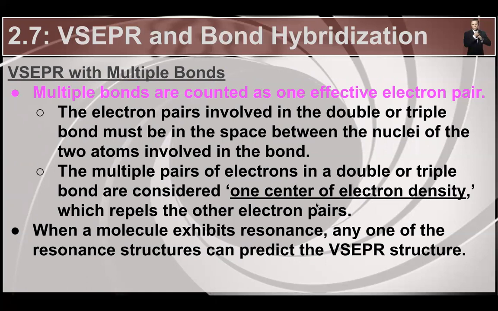So I am going to use this phrase a lot, okay? One region or one center of electron density to refer to a double or triple bond. So effectively for our VSEPR model, that is going to mean it's going to apply as one bonding area, or one bonding pair effectively. Now, obviously there are several bonding pairs in that region, but for the sake of our VSEPR model, it's going to be effectively one bonding pair, okay?